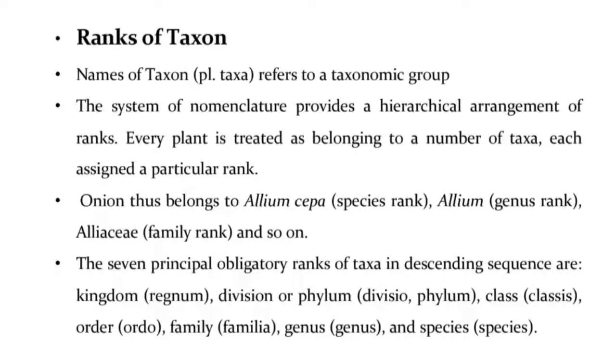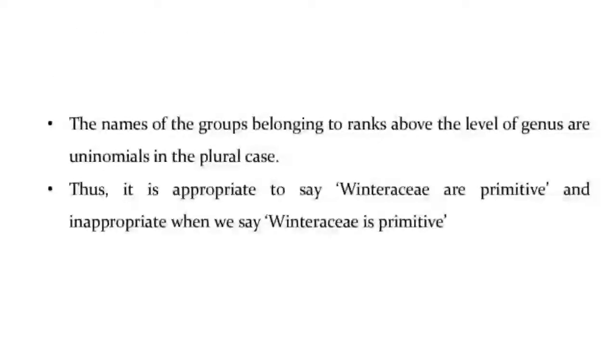The seven principal obligatory ranks of taxa in descending sequence are kingdom, regnum; division or phylum, divisio, phylum; class, classis; order, ordo; family, familia; genus, genus; and species, species. The names of the groups belonging to ranks above the level of genus are plural adjectives or nouns. Thus, it is appropriate to say Winteraceae are primitive, and inappropriate when we say Winteraceae is primitive.